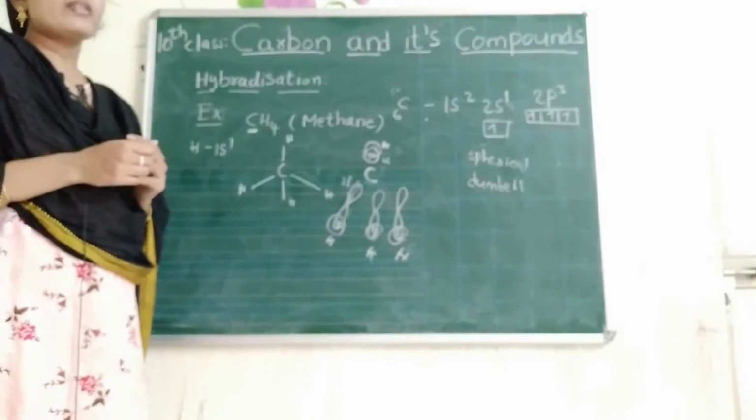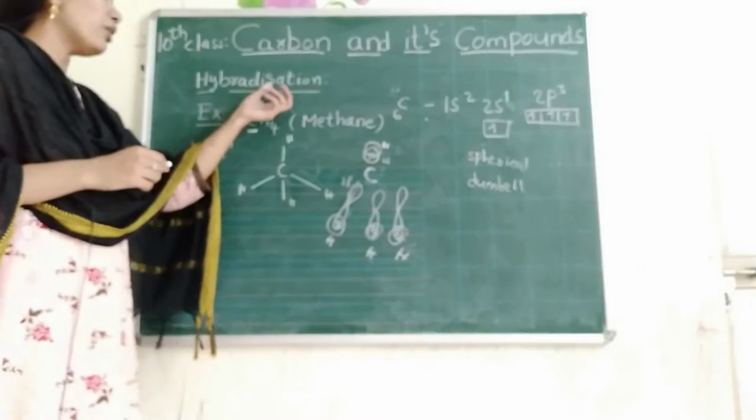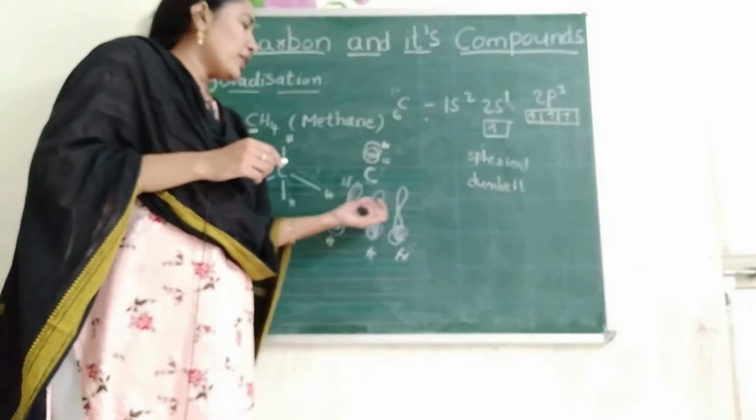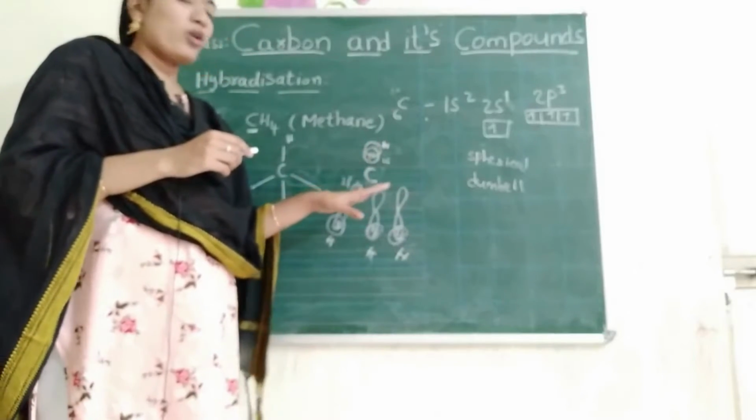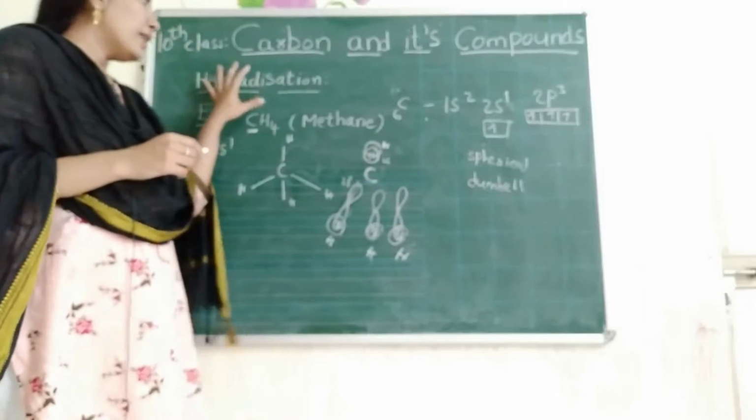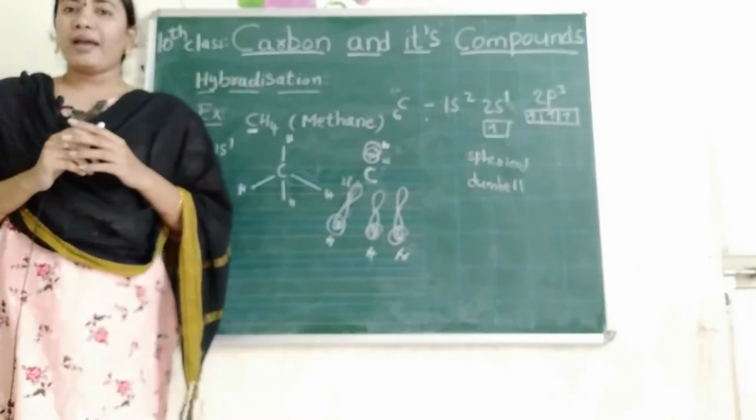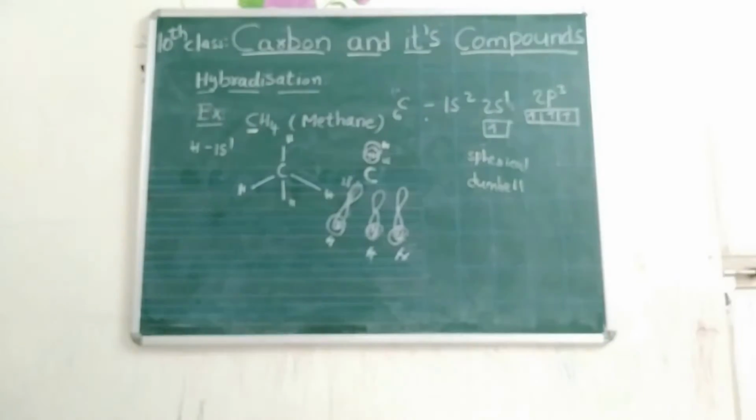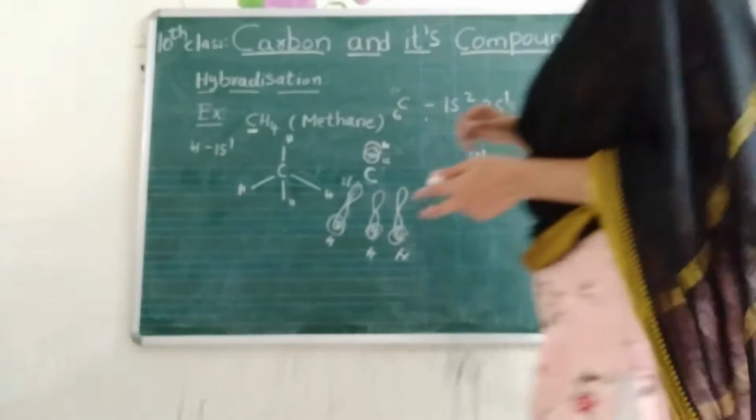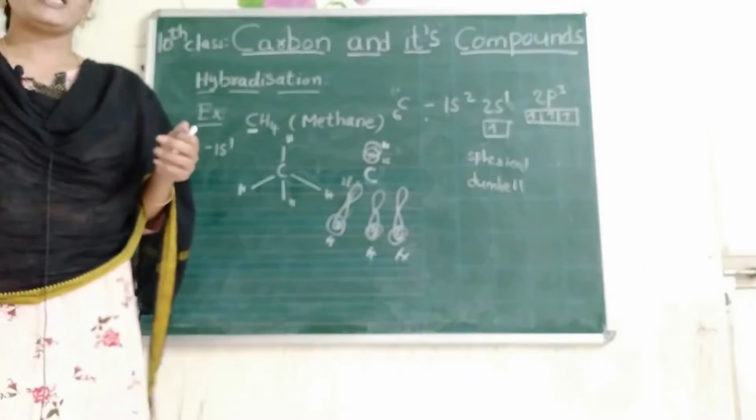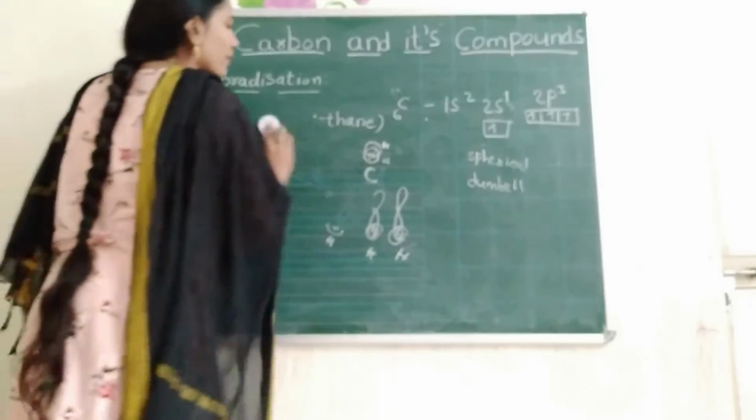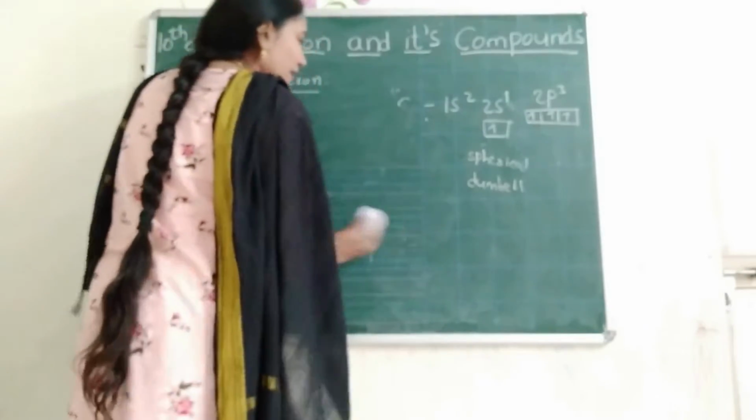How is it possible? This is explained by the concept of hybridization. Even though there is a difference in energy and a difference in shapes, they form identical bonds. How can they form identical bonds? That is explained on the basis of the concept of hybridization. You know that there are how many types of hybridization? There are 3 types of hybridization. What are those? sp3 hybridization, sp2 hybridization, and sp hybridization.